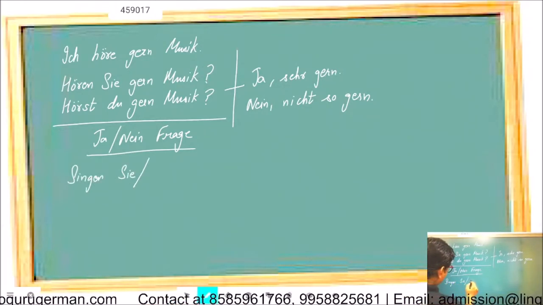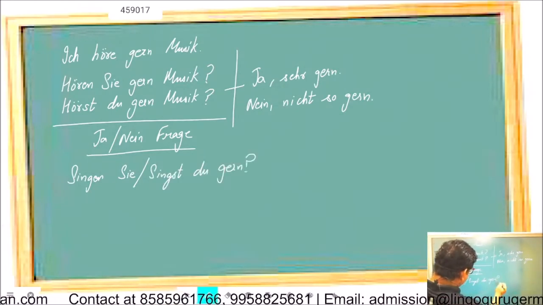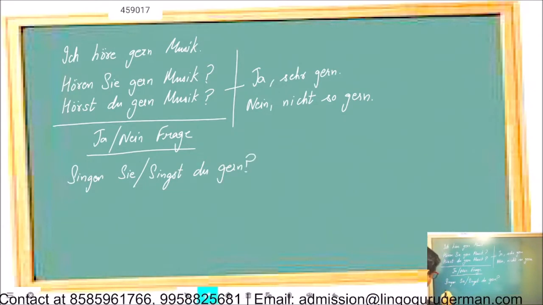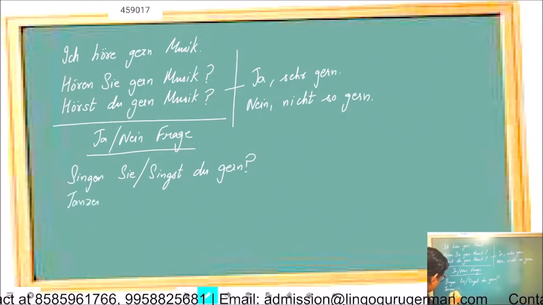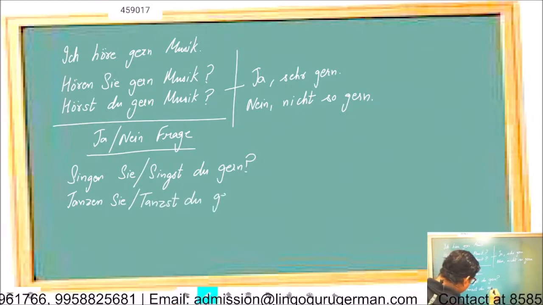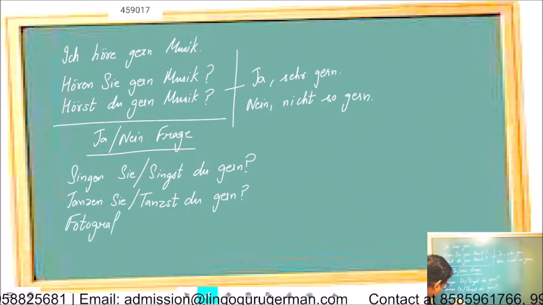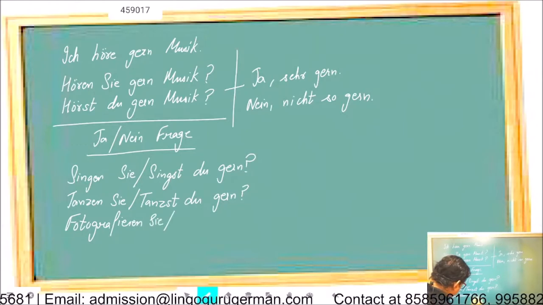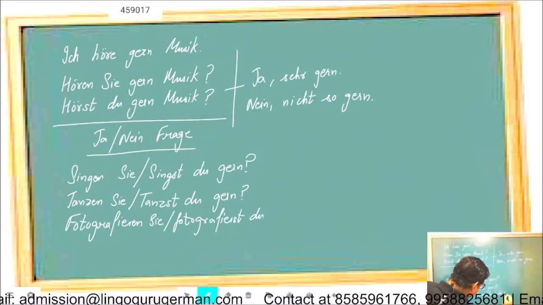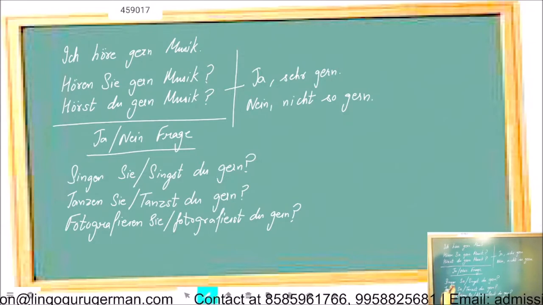If I change the verb, if I say, singen Sie oder singst du gern? Do you like to sing? Formal, informal. Tanzen Sie oder tanzt du gern? Fotografieren Sie? Anything you can write, you can ask. Fotografieren Sie oder fotografierst du gern? Do you like to photograph? These are my yes-no questions.